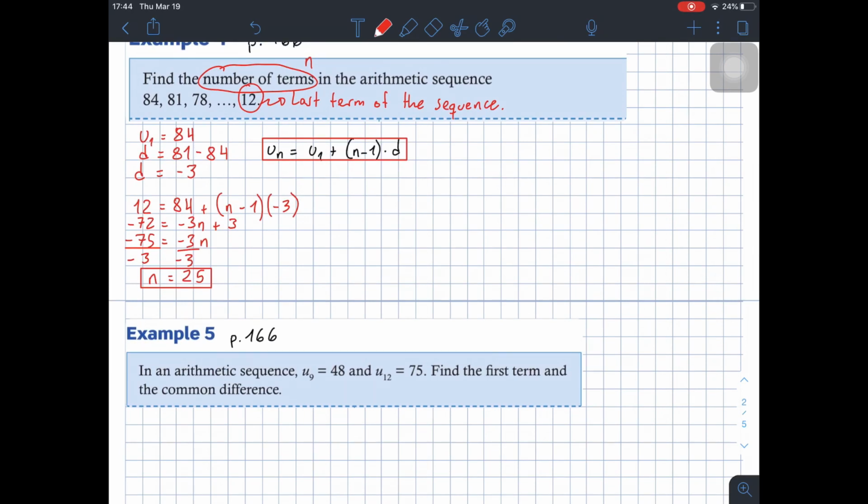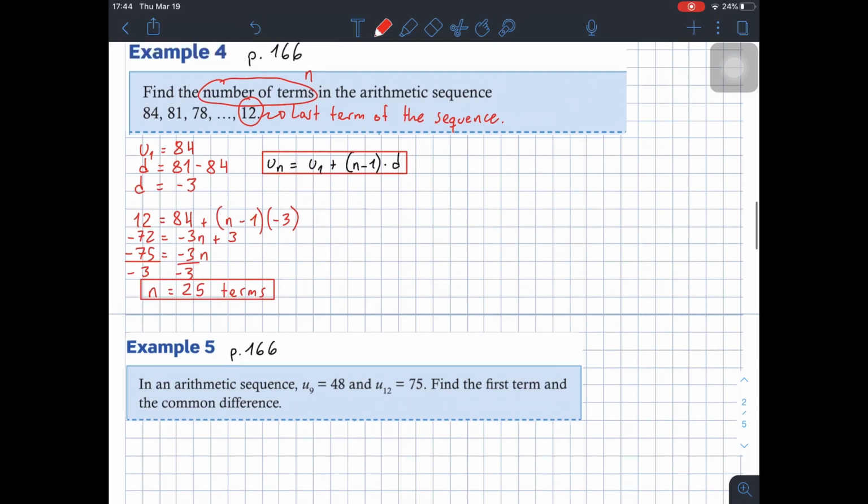You could write if you want, there's no need to, but if you want to understand this better, you can write the unit of measurement, which is terms. 25 terms in this sequence.